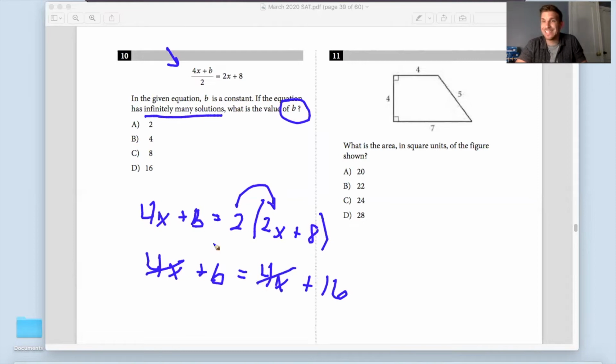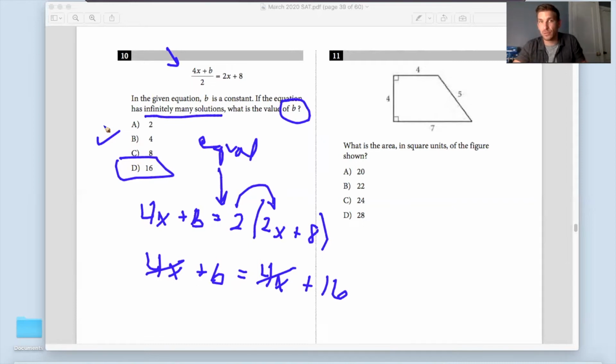And if they didn't cancel, you need to figure out a way to make them cancel. That's the idea of making it infinitely many solutions: you need both sides of the equations to be equal, right? In order for them to be infinitely many. So I need to figure out a way to make the equations equal on both sides in order to get infinitely many solutions. And so b is going to be 16. So D is my answer. Really not that tough of a problem if you see it and you know what to look for.